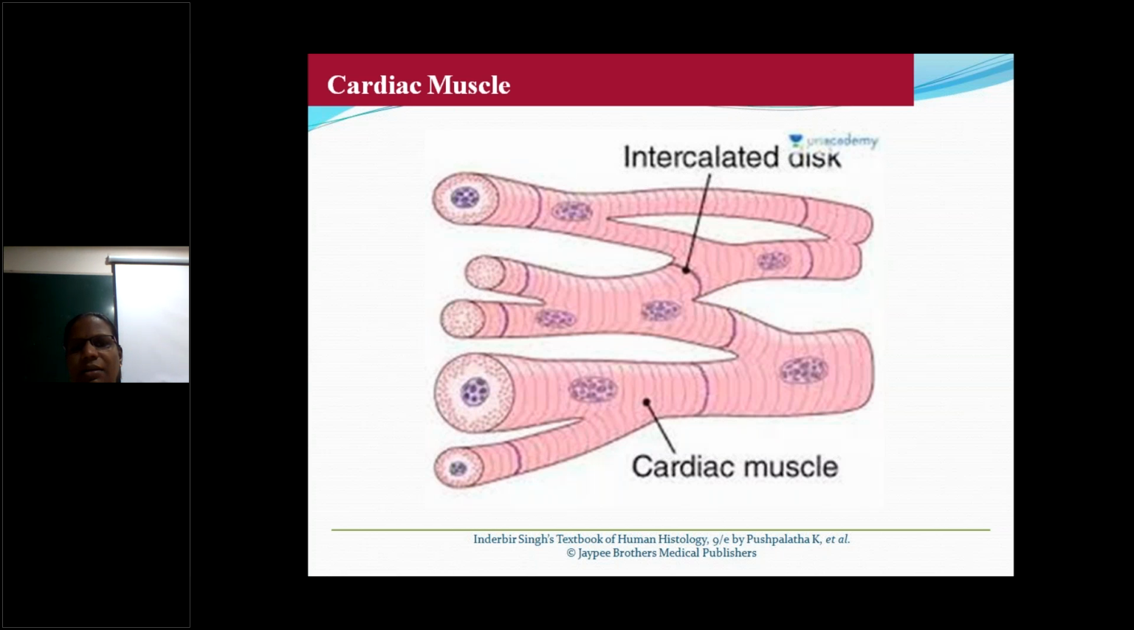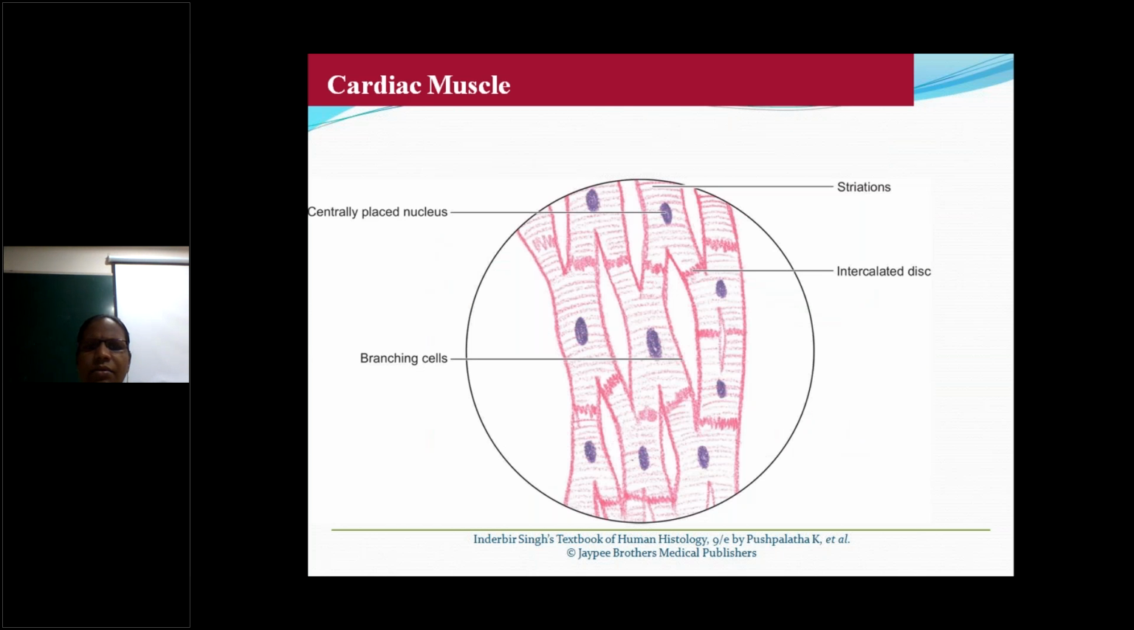That is the I band and A band cross striations. And next you are able to see here small black colored junctions are present. That we call as the intercalated discs, present in the case of the cardiac muscle. So when you are drawing the diagram, you are able to draw branching and anastomosing, centrally placed enlarged oval-shaped nucleus. Intercalated discs are present between the two myocytes.